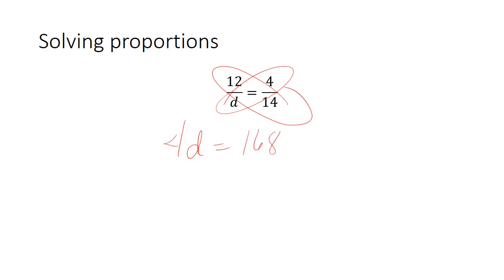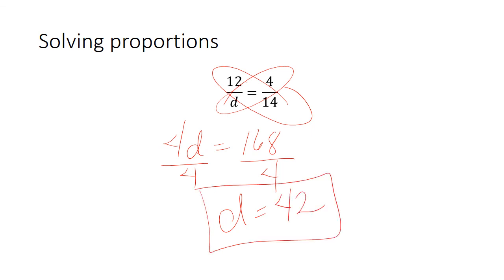My d is not alone. How do I get it alone? Well, it is being multiplied by the 4. We undo multiplication by dividing. So I'm going to divide by 4 and divide by 4. My d is equal to 42. And that's how we solve our proportion.